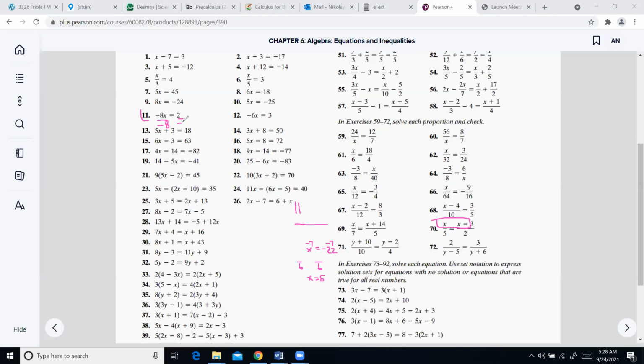Divide both sides of my equation by that number, negative 8, and see what we get for the answer. For the answer, we're going to have a negative sign because we divide positive by negative. As a result, I get 1 on the top and 4 on the bottom. So the answer will be negative 1/4.